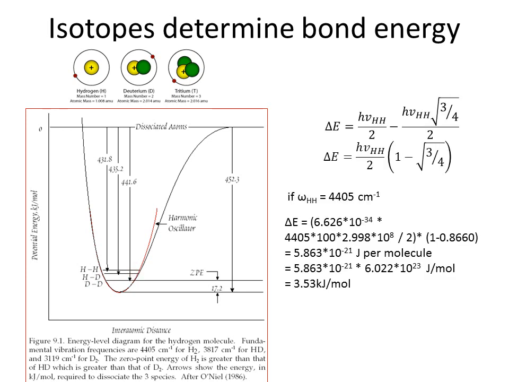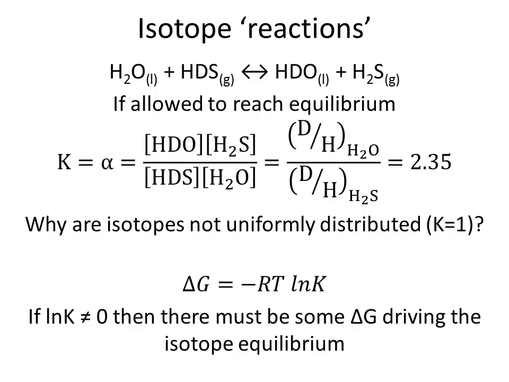Okay, and you can go through that and you can do maths to your heart's content. But for every mole of hydrogen gas that you have, it's a different 3.5 kilojoules difference if you wanted to break those bonds apart, if it was hydrogen-hydrogen or hydrogen-deuterium.